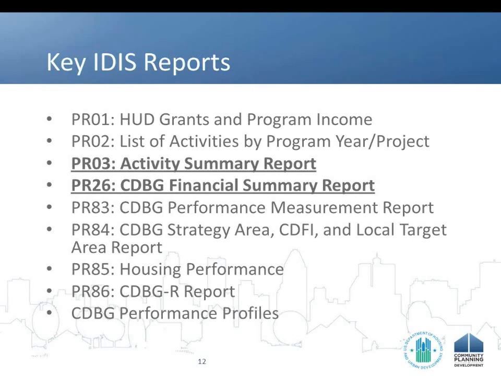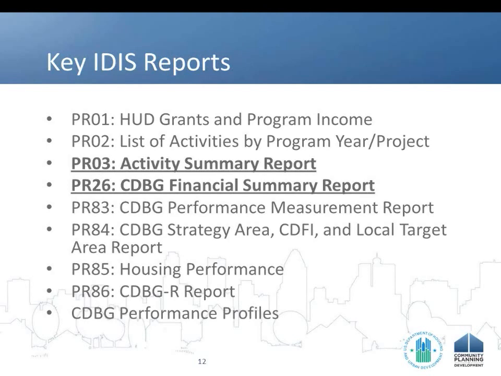It's going to include every activity that was open during a specific program year and give you a lot of details on what occurred in terms of accomplishments. We're going to spend a lot of time talking about the PR03 and the PR26, which is the Financial Summary Report. Again, the PR26 is part of your CAPER report. It's going to show HUD that you're in compliance with a couple of the rules of the CDBG program, including whether you spent 70% on activities that met a low mod national objective. It will check your public service cap. It will check your planning and admin cap, among a few other things.